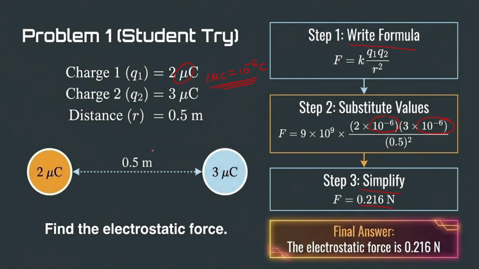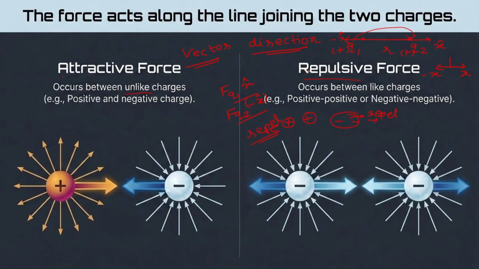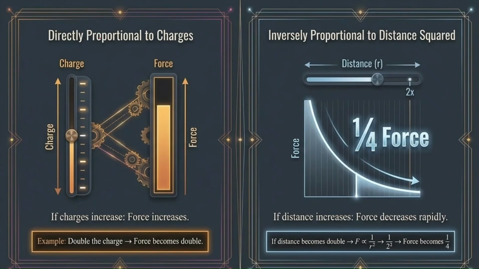Now let's go on. Problem 2. It says Q1 is 4 microcoulomb, Q2 is 6 microcoulomb. The distance between the two charges is 0.5 meter. Now you know the formula, substitute these values and you get this answer. Now, as I said earlier, this comes into the picture, okay?